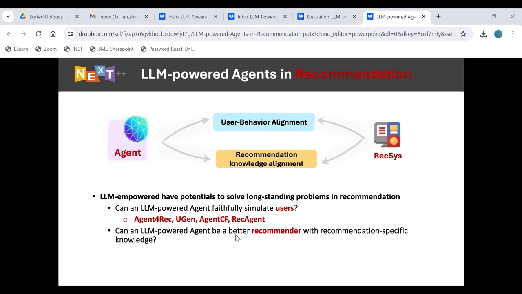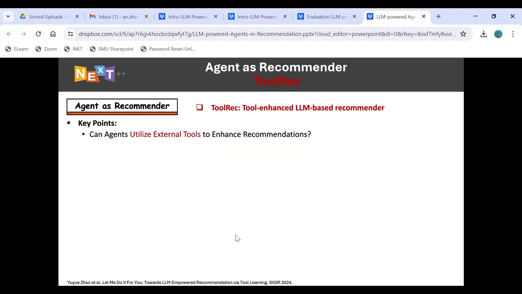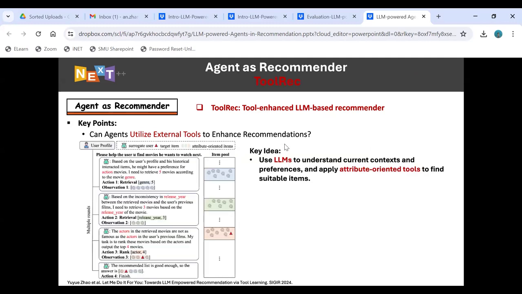So I will briefly introduce recent research. The first research is about two rec. It used tool enhanced large language models to be a better recommender. Basically, it tries to answer the question, can agents utilize external tools to enhance recommendation? The key idea is to use large language model to understand current context and preferences of users and apply attribute-oriented tools to find suitable items.